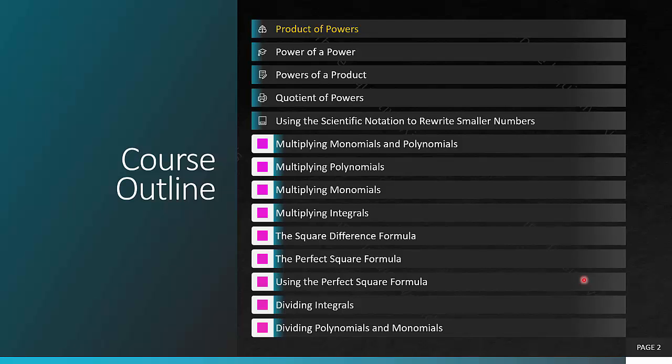Using the scientific notation to rewrite smaller numbers. We're going to be learning to use a scientific notation, which also includes some exponents. And then we're going to be doing multiplying monomials and polynomials. And then multiplying just polynomials. And then multiplying monomials. And then we're going to be multiplying integrals. We're going to be doing the square difference formula, the perfect square formula, using the perfect square formula, dividing integrals, polynomials, and monomials. So we're going to be learning some really important equations that we're going to be using for later chapters. Here's our learning goals.